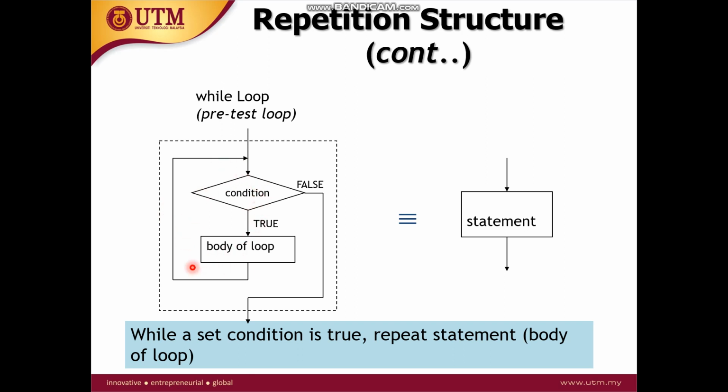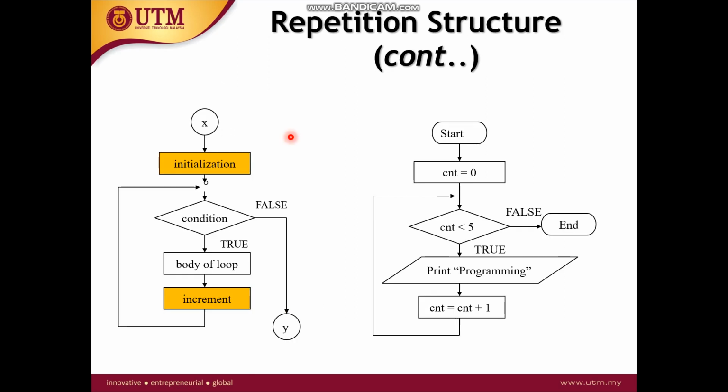It executes this statement whenever this condition is true, and at some point this condition will be false, so the program or the algorithm goes to the end. It goes outside of the loop and to the end, or to another statement of the algorithm. We can see the condition and the body of the loop altogether can be considered as one statement.